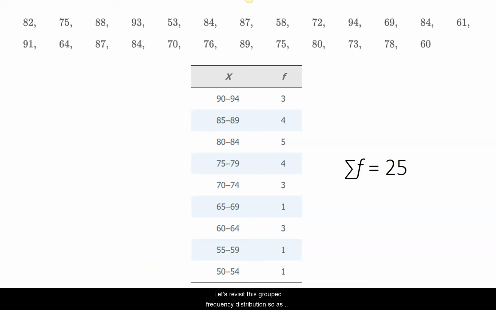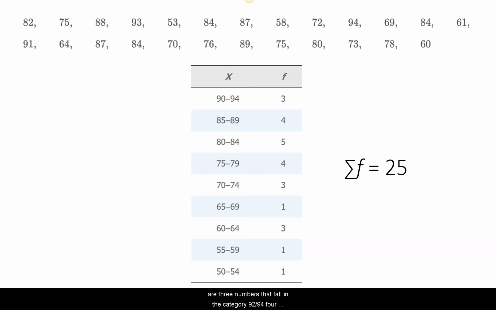Well, let's revisit this grouped frequency distribution. As we mentioned before, to list each number individually is a little too much to get into. There would be too many numbers, 42 numbers in this case, 94 down through 53. So we group them. And in this case, of course, we're still adhering to the descending order of numbers, highest to lowest. Also, you can see the sum of the frequencies tells us that there are 25 numbers involved completely.